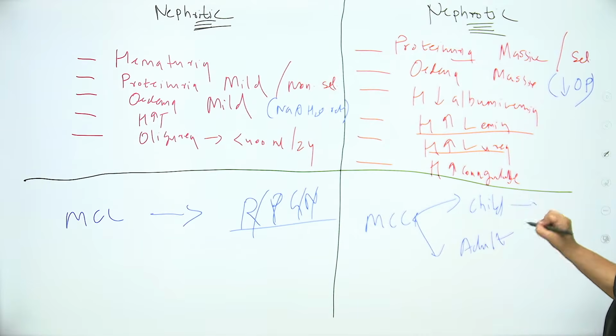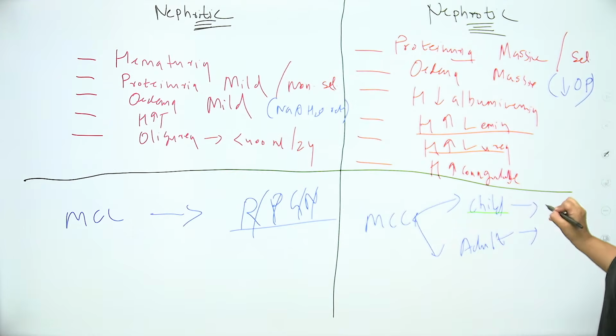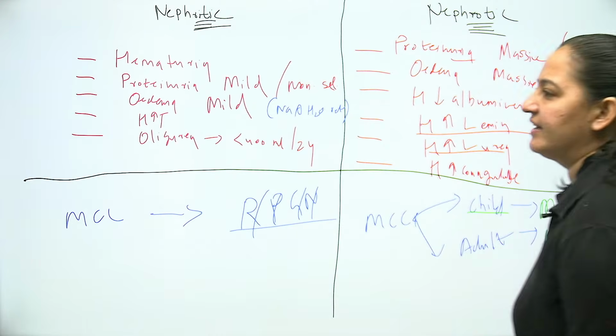Who will tell me the two answers? In children and adults, who will tell me the two answers? If I ask in children, the answer becomes minimal change disease, that is MCD. And if I ask in adults, the answer will become membranous glomerulonephritis, MGN. Everyone give me a thumbs up.